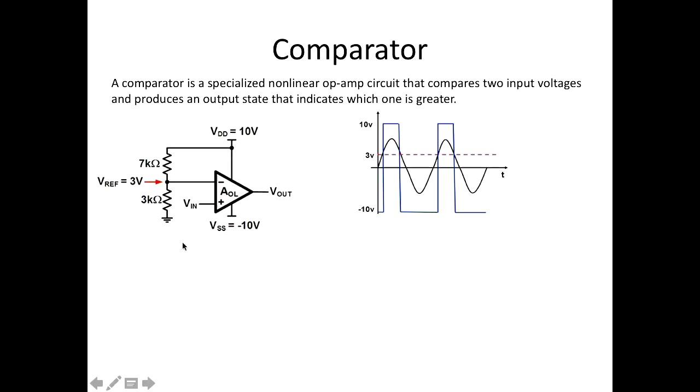See, if it is plus or minus 5, below 3 volt it will be minus 10. Above 3 volt it will be positive plus 10, and then whenever the input signal is going below 3, it will come down.